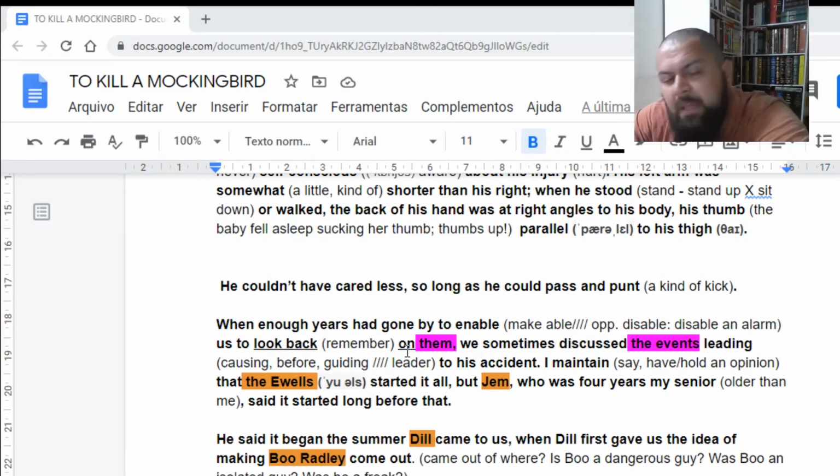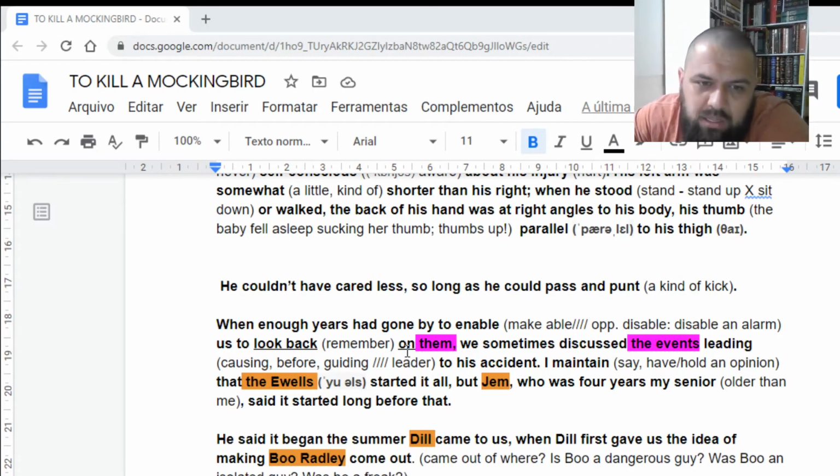Let's put it this way. My guess is that's not the case here. Maybe it is, but maybe you just continue going on with your life and never look back, and you need some, as I said, some distance, a neutral position to look back on things like that. Okay, so when enough years had gone by to enable us to look back on them, we sometimes discussed the events leading to his accident.